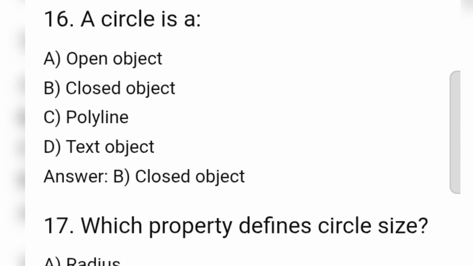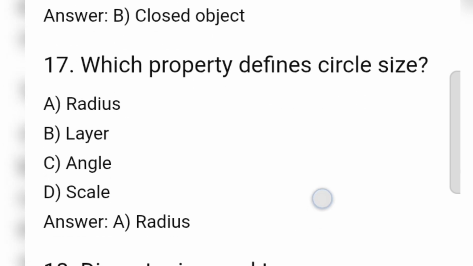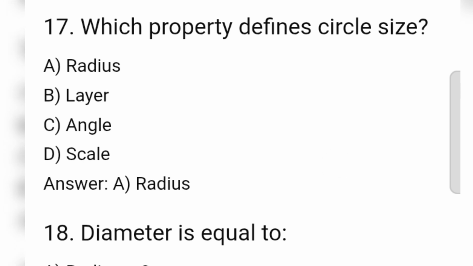Question number 16. A circle is a, option A, open object, option B, closed object, option C, polyline, and option D, text object. Answer is B, closed object. Circle is a closed object. Question number 17. Which property defines the circle size? A. Radius, B. Layer, C. Angle, D. Scale. Answer is A, radius. Radius property defines the circle size.